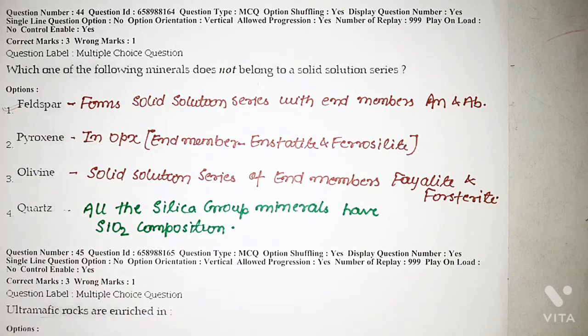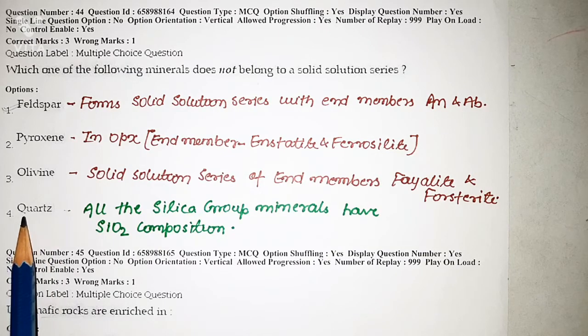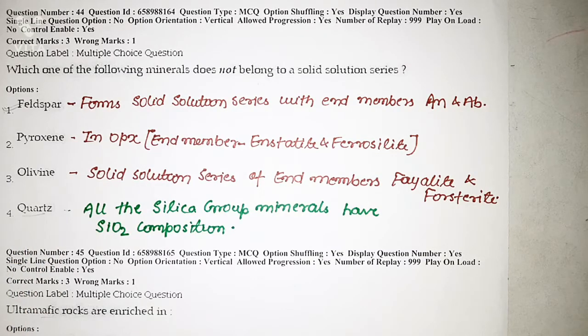These form solid solution. But next is pyroxene. Now we know that orthopyroxene has end members enstatite and ferrosilite, and these form a solid solution series. And also clinopyroxene forms a solid solution series with end members diopside and hedenbergite. Now coming to olivine, olivine also forms a solid solution series with end members fayalite and forsterite. Now quartz, all the silica group minerals have SiO2 composition. Okay, so quartz is not a mineral which forms a solid solution series. So the correct answer will be quartz.